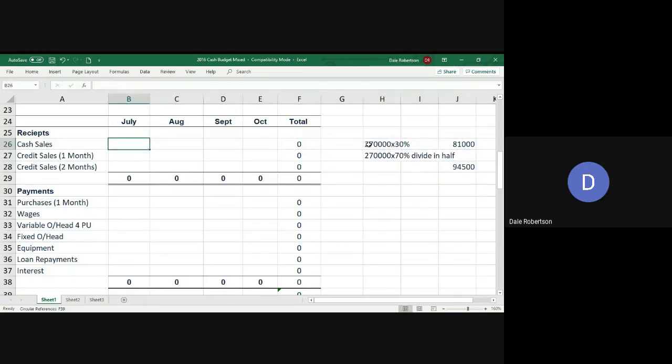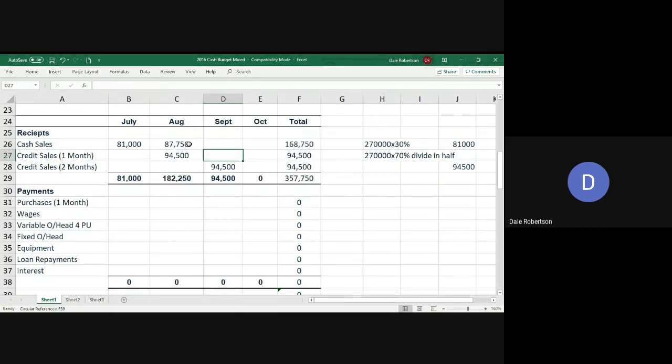Well, in the month of July, we collect 81,000, but then we have to wait 1 month for 94.5, and we have to wait 2 months for the other 94.5. And that is the figures based on July sales. You do the exact same process with August sales of 292,500. So what is 30% of that? You're going to get 87,750.